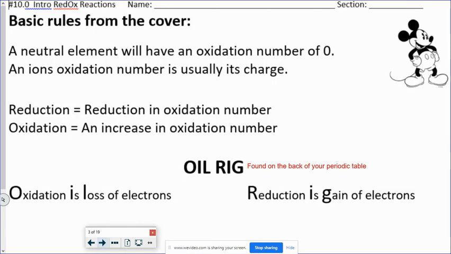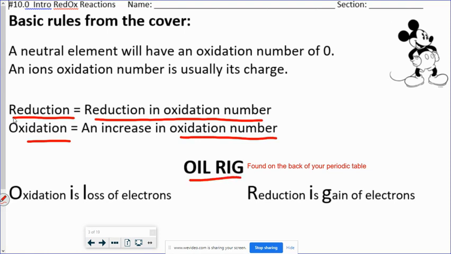So some basic rules. Neutral elements have an oxidation number of zero. I'll point that out as I'm going through it. And ions have an oxidation number that is equal to its charge. We have right here where it says reduction is a reduction in oxidation number. So that's going to help us figure out what are reduction reactions. And oxidation reactions, they have an increase in oxidation number.